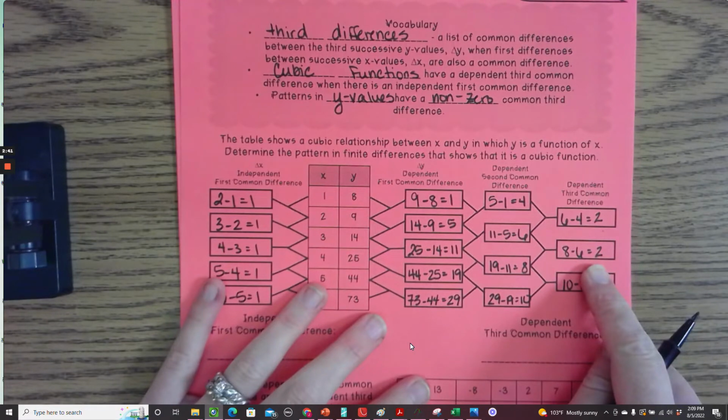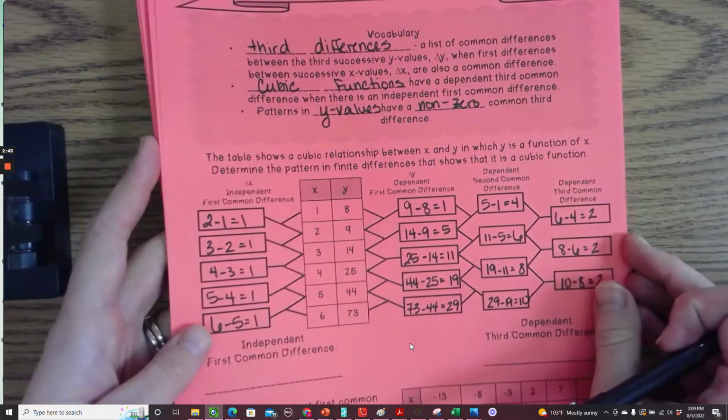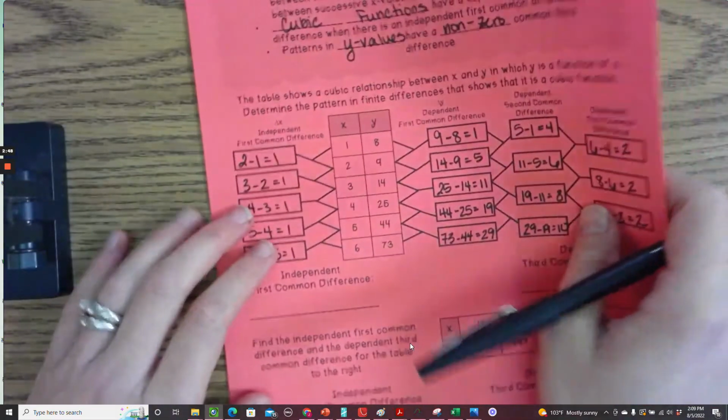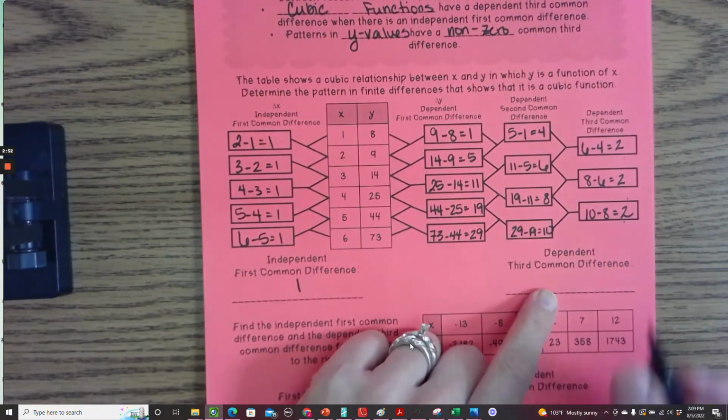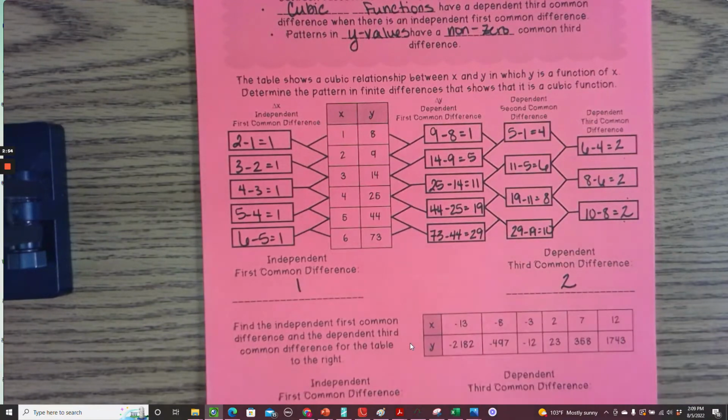And I know that you probably don't have much experience with cubic functions. That's okay. You're going to get experience in this class with cubic functions. So my independent first common difference is a 1. My dependent third common difference is a 2.